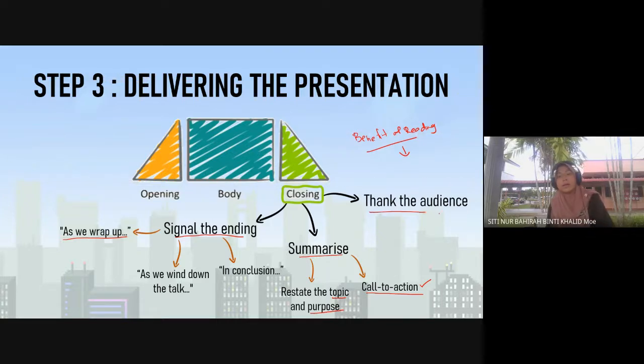And lastly, you have to thank the audience. So you can do this by saying, thank you. Thank you for listening. Thank you for paying attention. Thank you for your time. So that is thanking the audience.